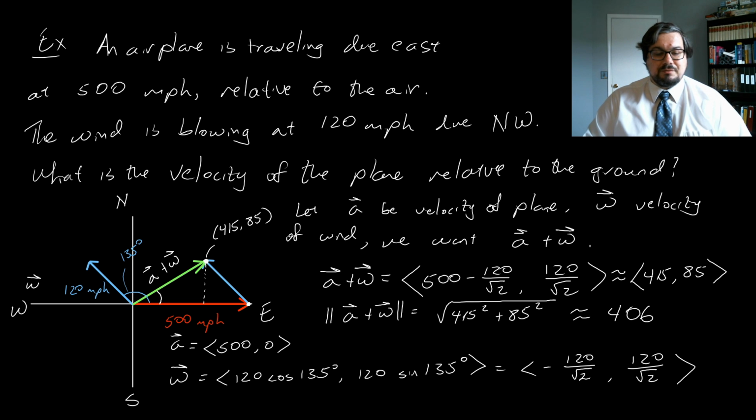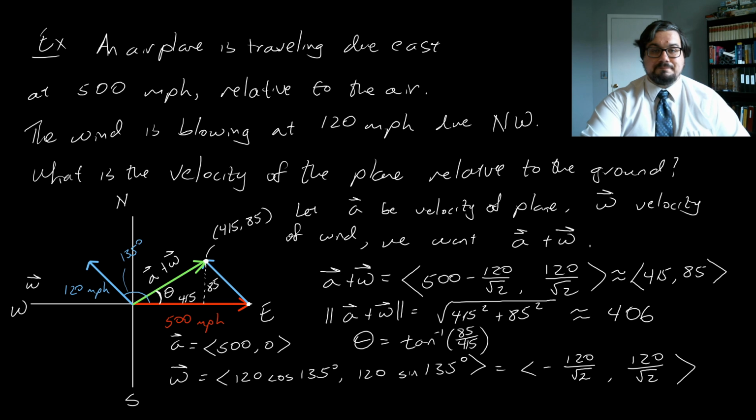We can also use the fact that this point is at approximately 415, 85 to figure out the angle theta, the direction the plane is traveling. This is a triangle with side lengths 415 and 85, so the angle theta that the new direction of travel makes with the eastward direction is the inverse tangent of 85 over 415, because tangent of theta is 85 over 415. That's approximately 11 degrees.